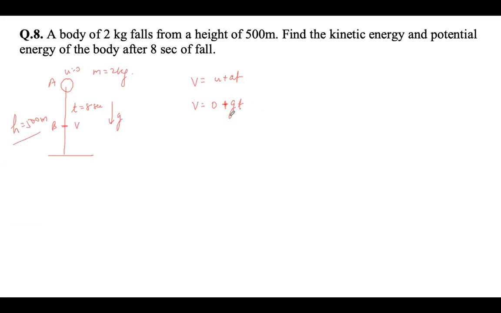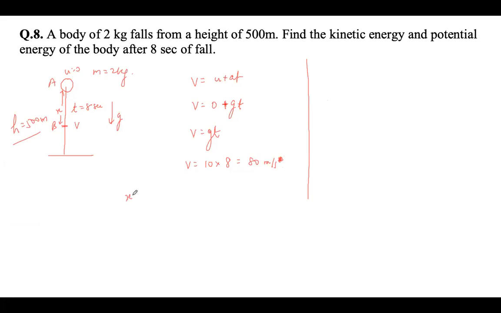So this will give you v is equal to gt, right? So v is equal to g का वैल्यू 10 ले लेंगे और इसको 8 ले लेंगे. So this is 80 meter per second. Once we have got the value of v, now we'll calculate the distance which it has traveled during these 8 seconds. So let's say this is the distance which it has traveled.